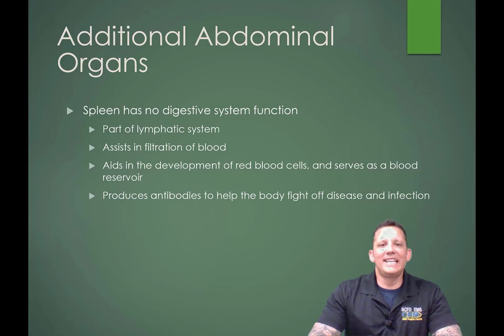Now, we're talking about things that do not have any kind of digestive system function. The spleen would be one of them. It's part of the lymph system. It assists in the filtration of blood. It also is a store for red blood cells in an emergency.